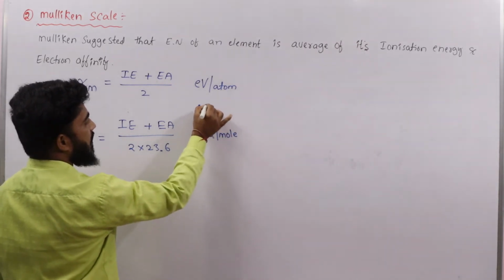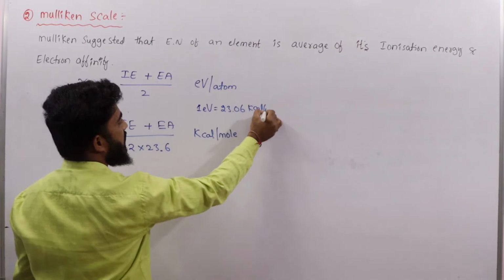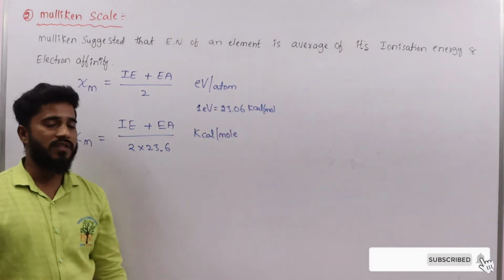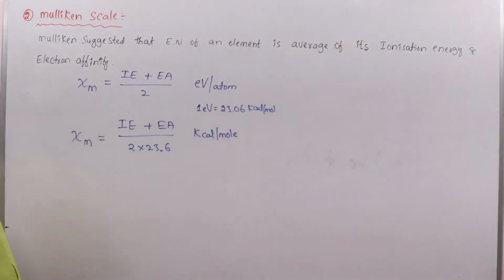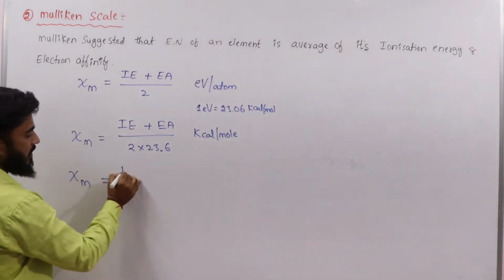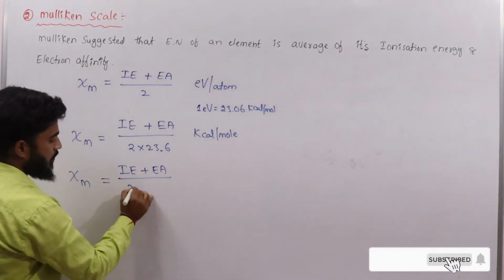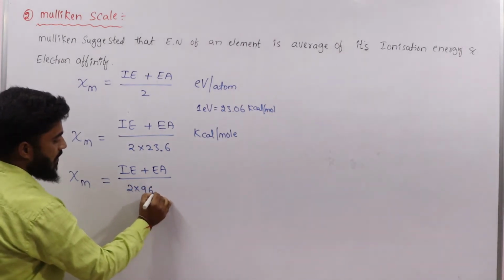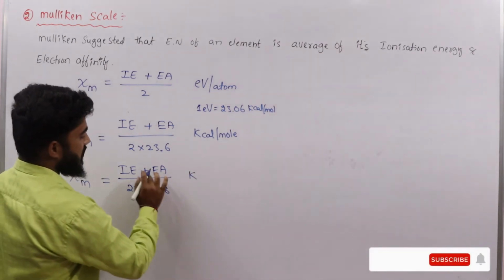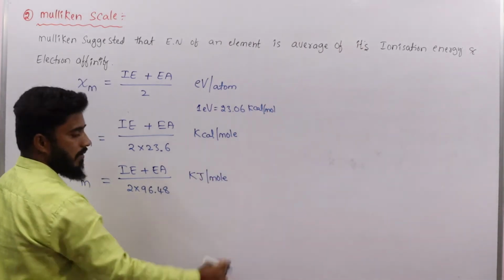Here, 1 electron volt equals 23.06 kilocalories per mole. Next, if you want it in kilojoules, then electronegativity according to the Mulliken scale is equal to (ionization energy plus electron affinity) by 2, into 96.48. Here the ionization energy and electron affinity values we have to take in kilojoules per mole.